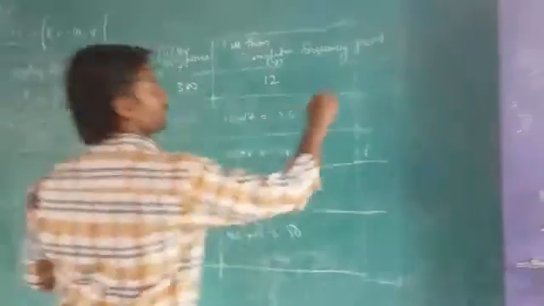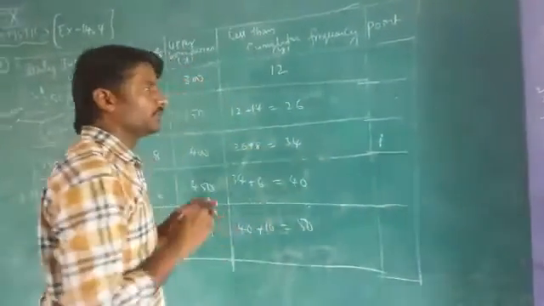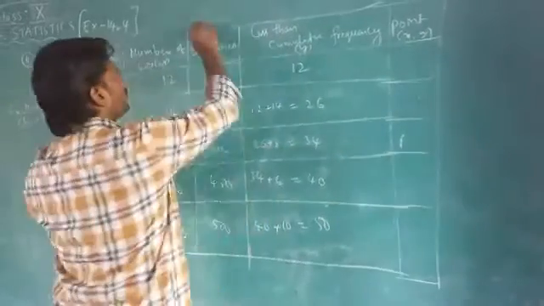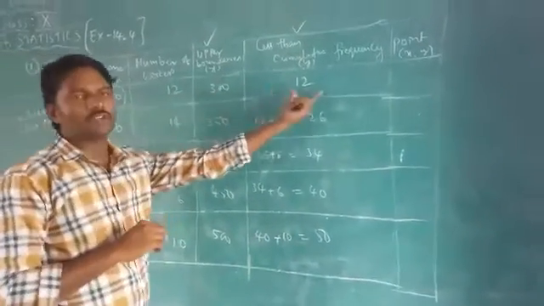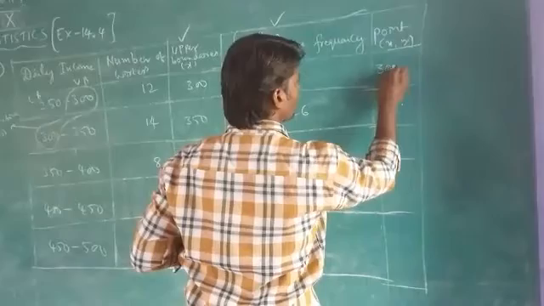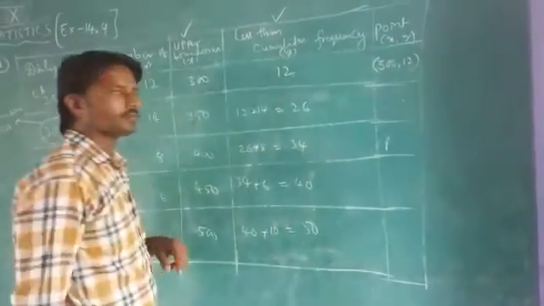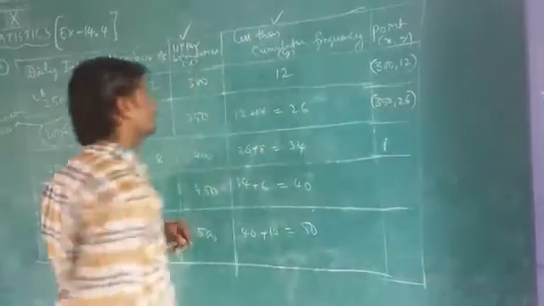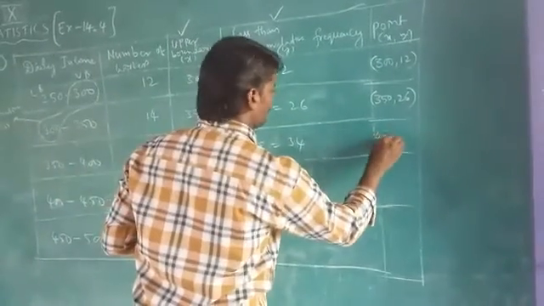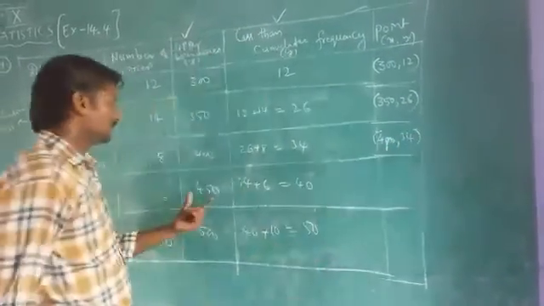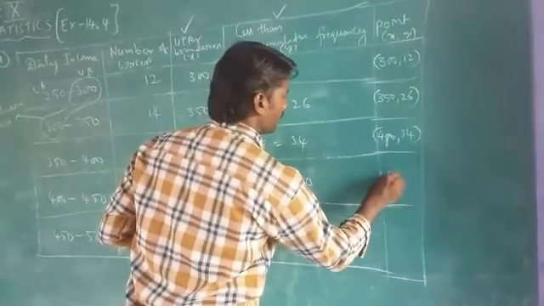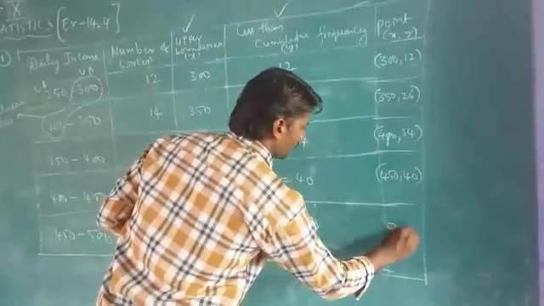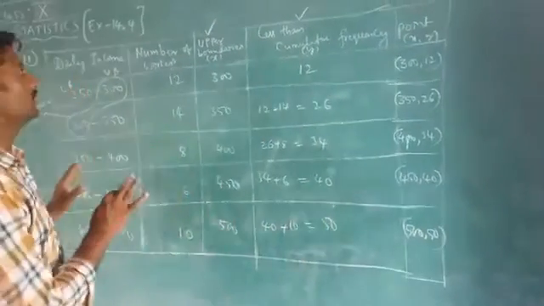Now, if you want to locate or draw the graph, we need some compulsory points, meaning x coordinate and y coordinate. So here you take the upper boundary and the cumulative frequency. The first one is 300 comma 12. Second one 350 comma 26. Next 400 comma 34. Next 450 comma 40. Next 500 comma 50. So this is the table we made here.